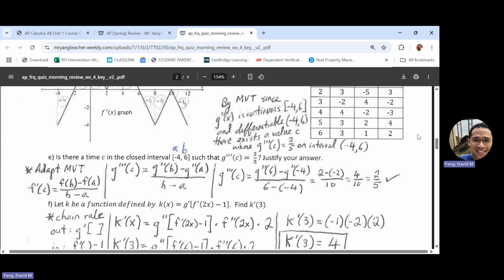So notice the original mean value theorem is saying the change in slope of my f graph is going to be equal to f prime. We can adapt mean value theorem for further derivatives. We can do the slope between 2 points on the g double prime graph to prove that there's a g triple prime value.